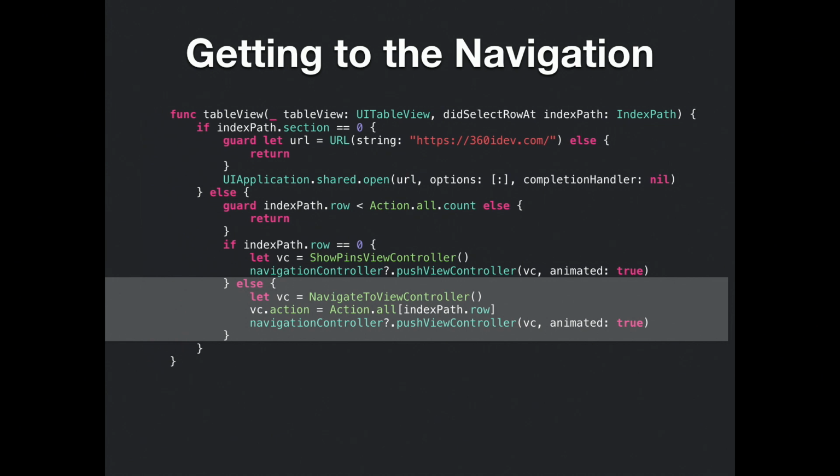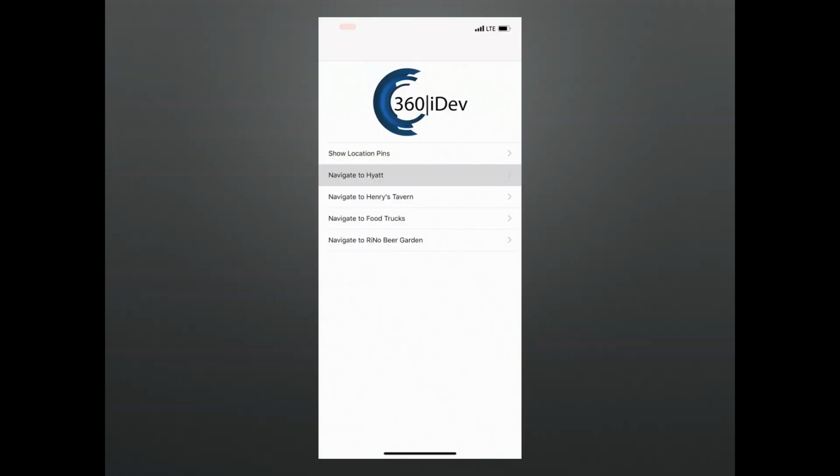All right, so this is the last piece going back to that main view controller, the table view. Before, we looked at if index path row is 0, showing the pins. If it's any other row, it is a location like Henry's or the Hyatt. So what we're going to do is create this navigate to view controller, and then set the action from the current index path row. Then we push that view controller onto the navigation stack, and the code we just reviewed a moment ago takes over, and we end up with the AR experience.